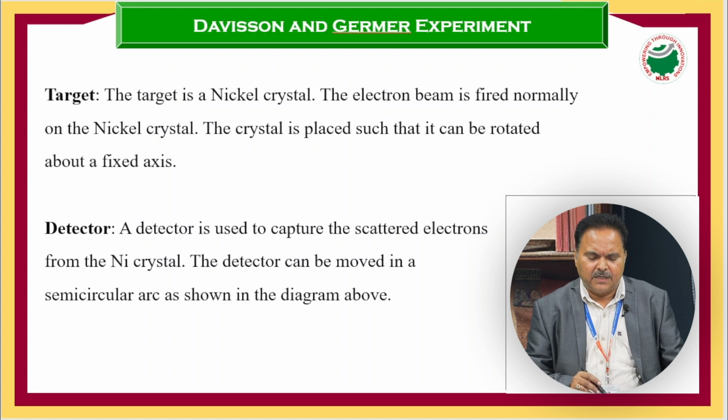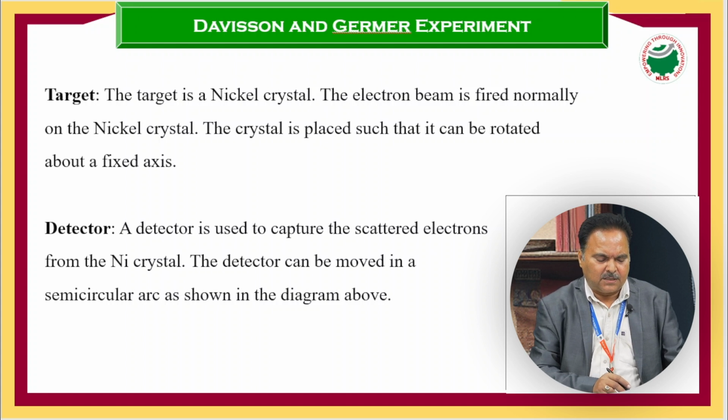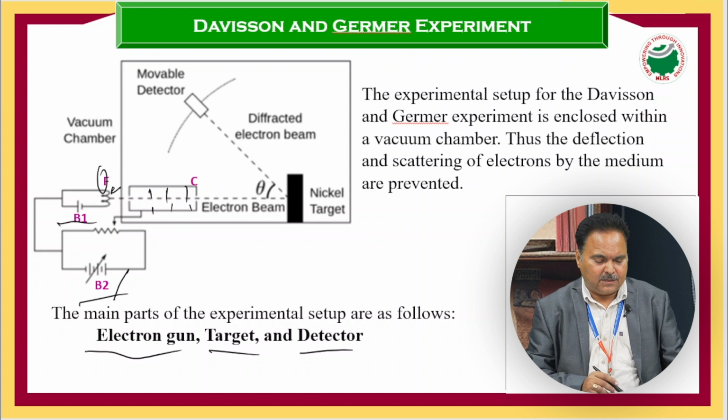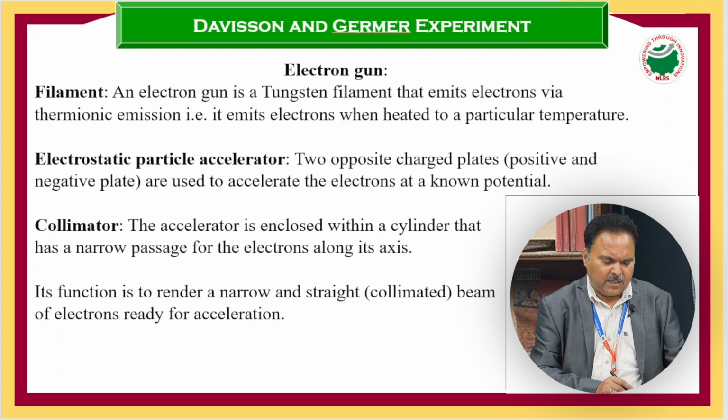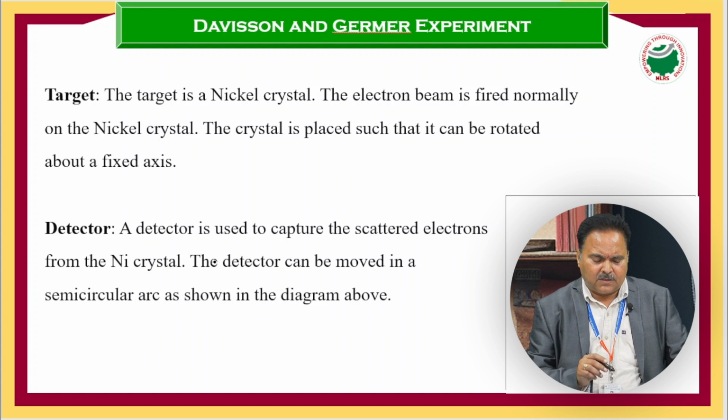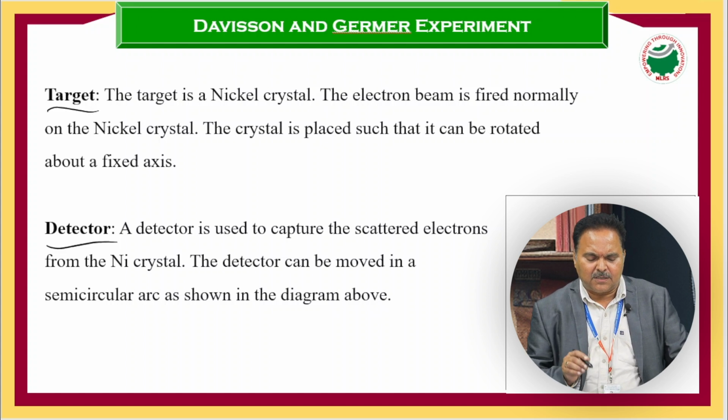The third one is the detector, which captures the electrons scattered from the nickel crystal. It moves along a semicircular arc, as you can see here. It is movable, so they calculate where the maximum intensity is coming. According to that, there is a calculation part. So the electron gun, target, and detector are the three parts in the Davisson-Germer experiment.